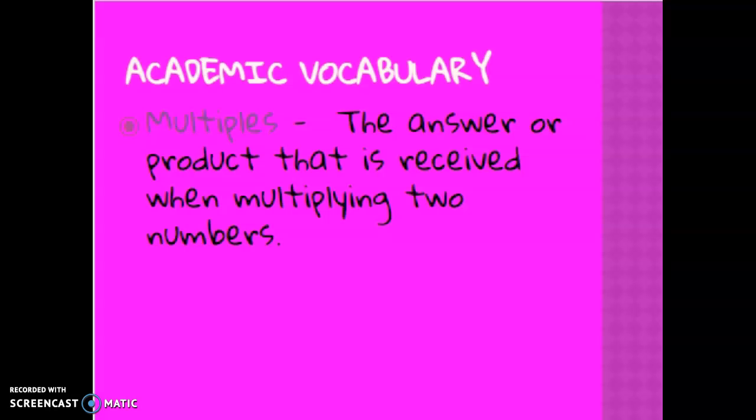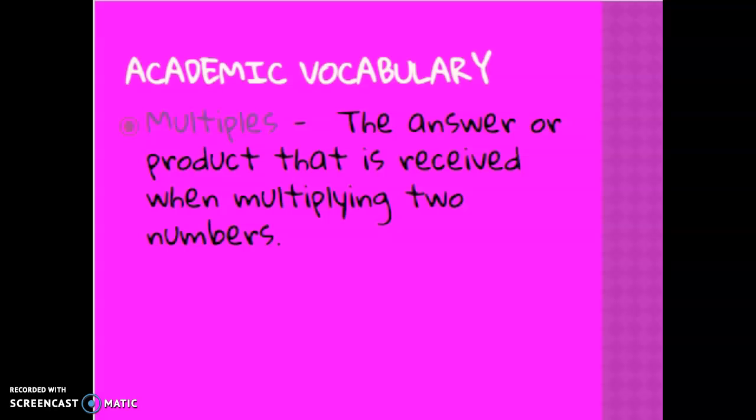Today we're going to be learning a vocabulary word called multiples. It's the answer or product that is received when multiplying two numbers. So if I were to say, is this a multiple of 2? If I can count by my 2's and say it, guess what? It's a multiple of 2. If I can count by my 9's and say it, then it's a multiple of 9. So multiples means that it's the answer or the product that we receive when we're multiplying. It's going to allow us to know that it's a multiple of the number that we're counting by. Okay, so multiples is your vocabulary word for today.